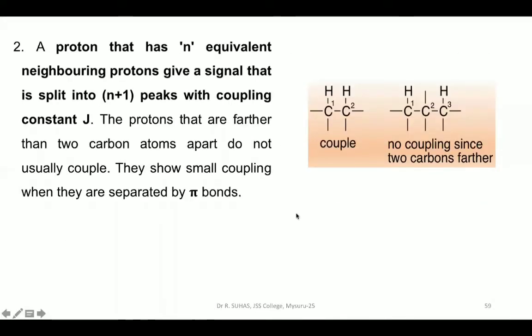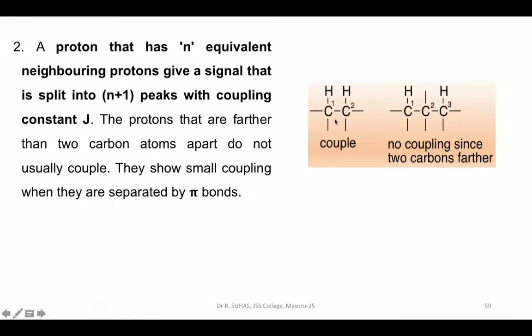The second rule that we can derive is that a proton having n equivalent neighboring protons will give a signal split into n+1 peaks with coupling constant J. What is that n+1 rule? Say for example, consider carbon 1. Carbon 1 is attached to carbon 2. This carbon 2 is attached to 1 proton. That means this proton has another 1 neighboring proton. So n+1, where n refers to the number of neighboring protons. This side it does not have any proton, but this side it has a proton. So n is 1 here, and 1 + 1 is 2. That means this proton is going to give a doublet, and this proton is also going to give a doublet.